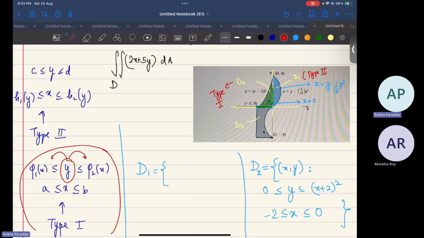Can you tell me the final D3? What type is it? D3 will be type 2. Yes, D3 is indeed type 2. Type 2 means you have to write x in terms of y, so you draw the line parallel to the x-axis, and only two curves determine the whole graph. This is your phi 1 and this graph is your phi 2.